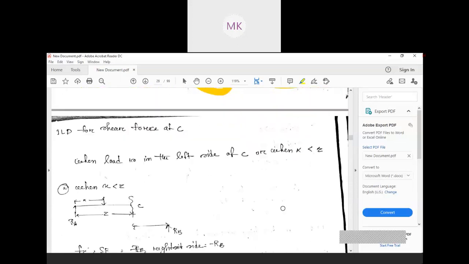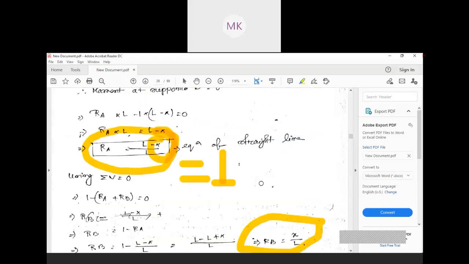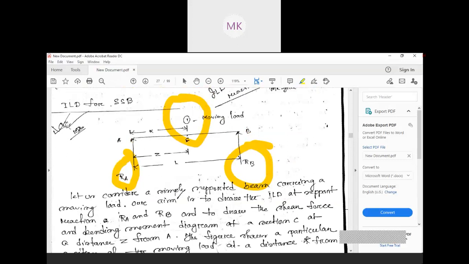Now we need to find out at that point C what it will come out to be. This is called the ILD for shear force at C. We need to consider the load on different sides of point C. First we consider the load on the left side of C, that is x less than z. This is our beam, and this is our z distance. We consider the load somewhere here.